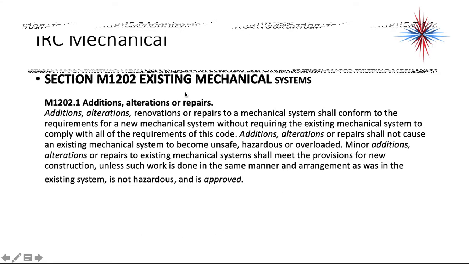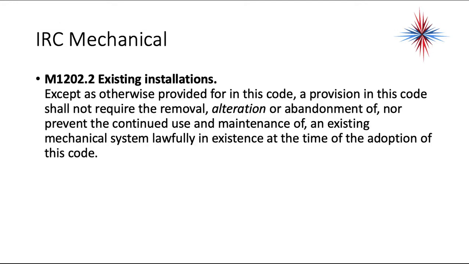In other words, if you're making additions, alterations, or repairs to a system, you need to conform to the requirements of the new systems. However, if it's in place, if you're not making any changes, you're fine. But if you're making changes, for example, changing out ductwork or changing out an entire system, you have to comply with new codes.